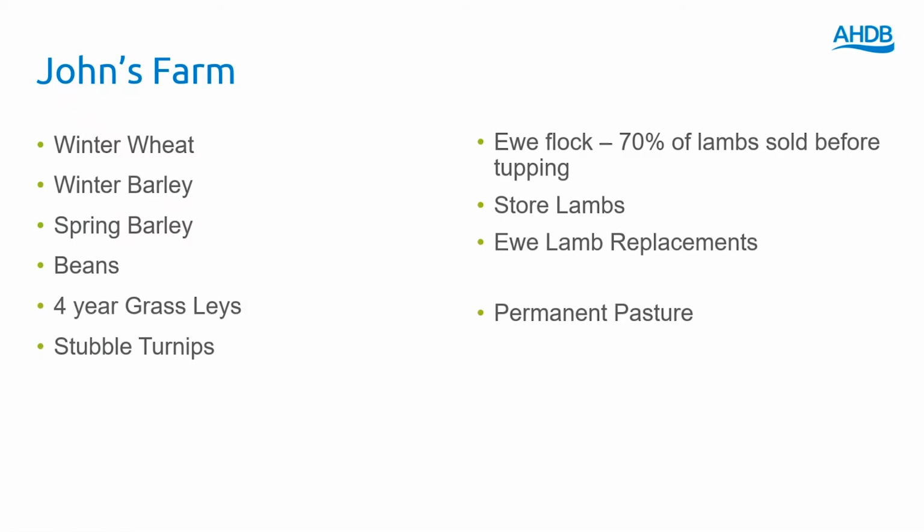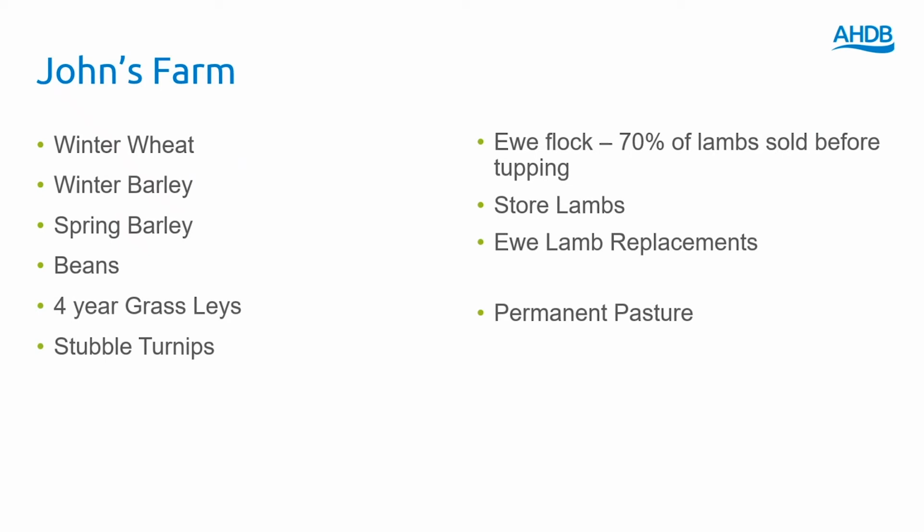Here we have the example of John's farm. John has the short arable rotation, which is mainly combinable crops, including barley, wheat and beans, with 2 forage enterprises, which are his grass lays and some stubble turnips. He also has some permanent pasture, and on this, his ewe flock graze.